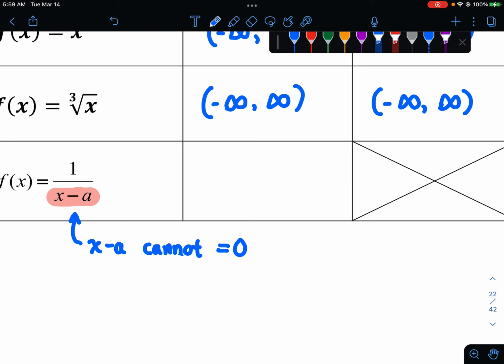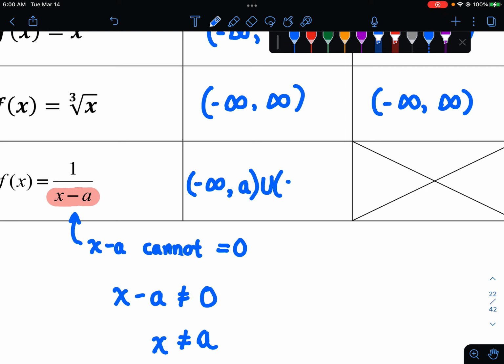So what you can do is you can just set this equal to 0, right? And that is the value we cannot have. So normally it's going to look like this. We're going to say x cannot equal whatever a is. And anything smaller than that is fine. So we're going to say negative infinity to a. And then we're going to say we don't want brackets because a is not allowed. And we kind of jump over a.